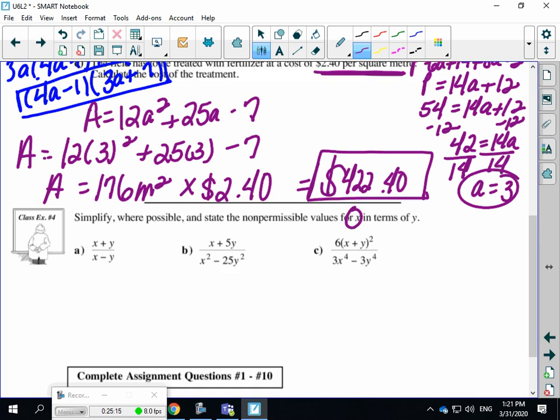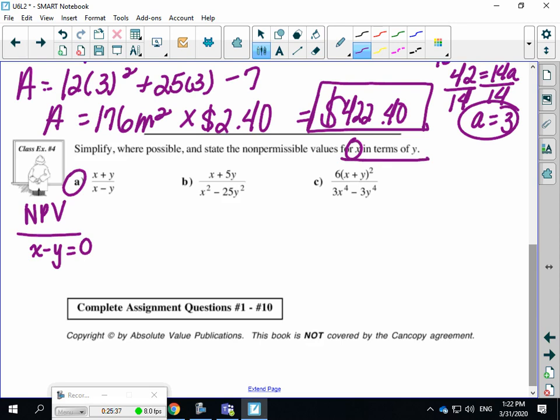So if we look at A, x plus y over x minus y. Is there anything that I need to factor? No, there's nothing I need to factor. Now, I just need to state my NPV. So remember, we get that from the denominator. So x minus y is what's in the denominator. I'm going to set this equal to 0 and solve for x, because they want us to write the NPVs for x in terms of y. So to isolate for x, I would just add y to both sides. So I would say x cannot be equal to, what's 0 plus y? y. There's my restriction. And then can I do anything to x plus y divided by x minus y to simplify? No, it's already simplified. Okay, so there's nothing I can do further.